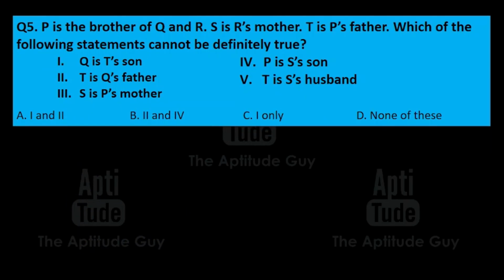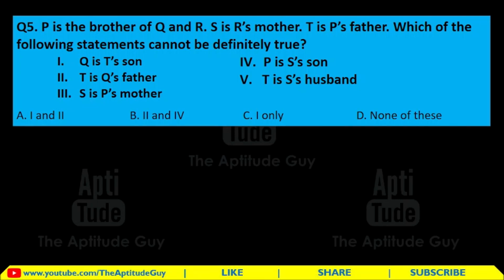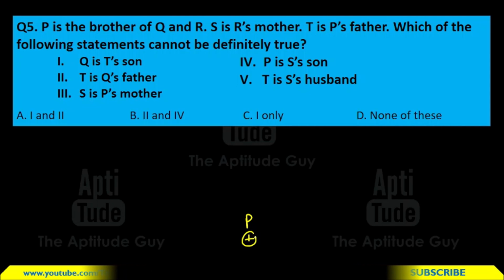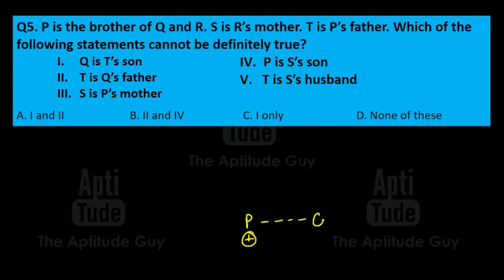Alright, this one is a brilliant question. Definitely pause it and try to solve it. Alright, let's do it. P is the brother of Q and R. So P is the brother. That means P is male of Q and R. Now does that mean that we know that Q and R are brothers or sisters? No, we have absolutely no idea.